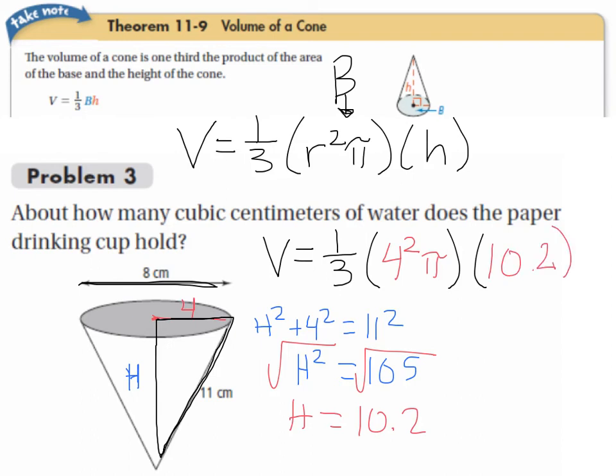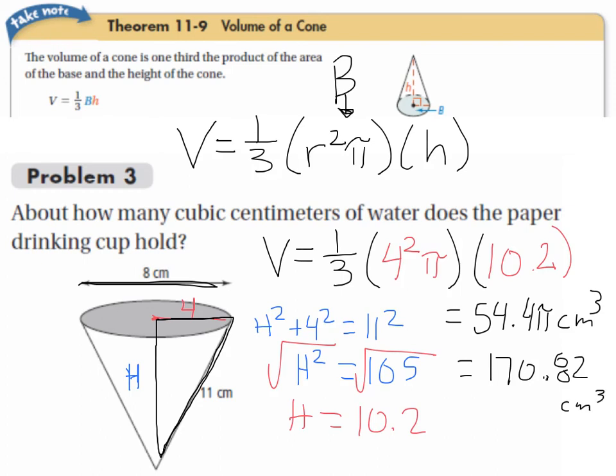So if you put this into your calculator, first if I want to find my pi units, that would be equal to 54.4 pi centimeters cubed. Or if you're going to round to the nearest hundredth, and if you're going to change pi into a decimal, it'd be equal to 170.82 centimeters cubed. Again, I don't care which way you give it to me, unless I tell you which way you should have it, either in pi units or to the nearest hundredth.